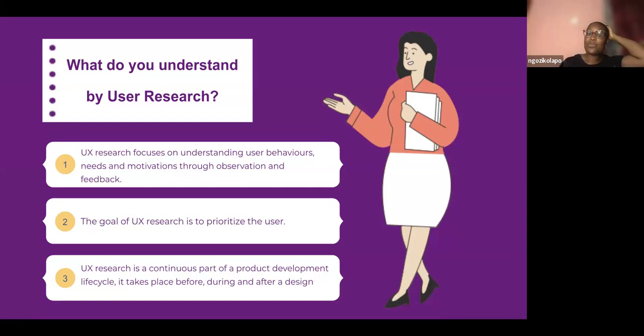So the goal of user research is to prioritize the user. Prioritize means that you put your users first. Put your users first in whatever you are doing. So that's the goal of user research.